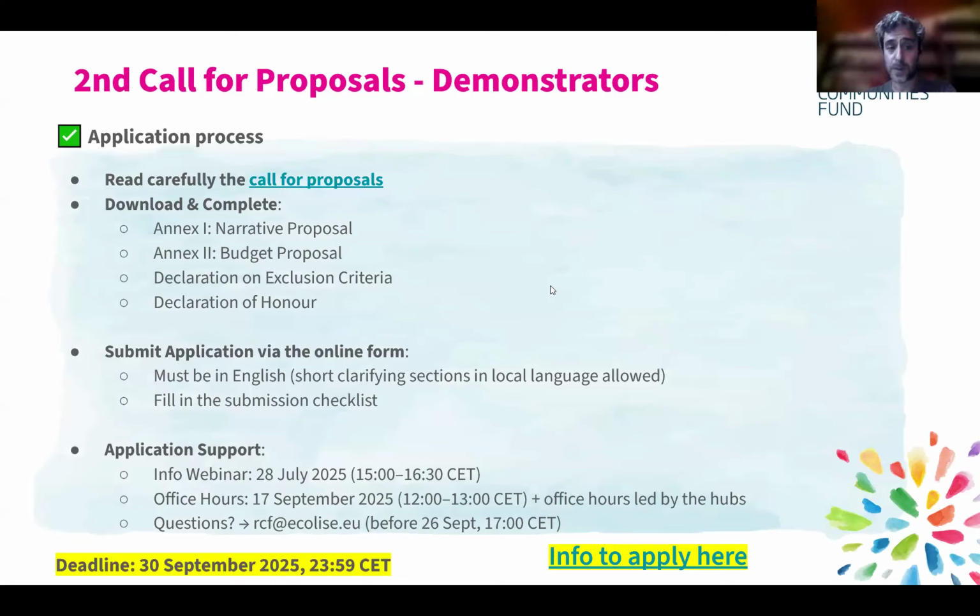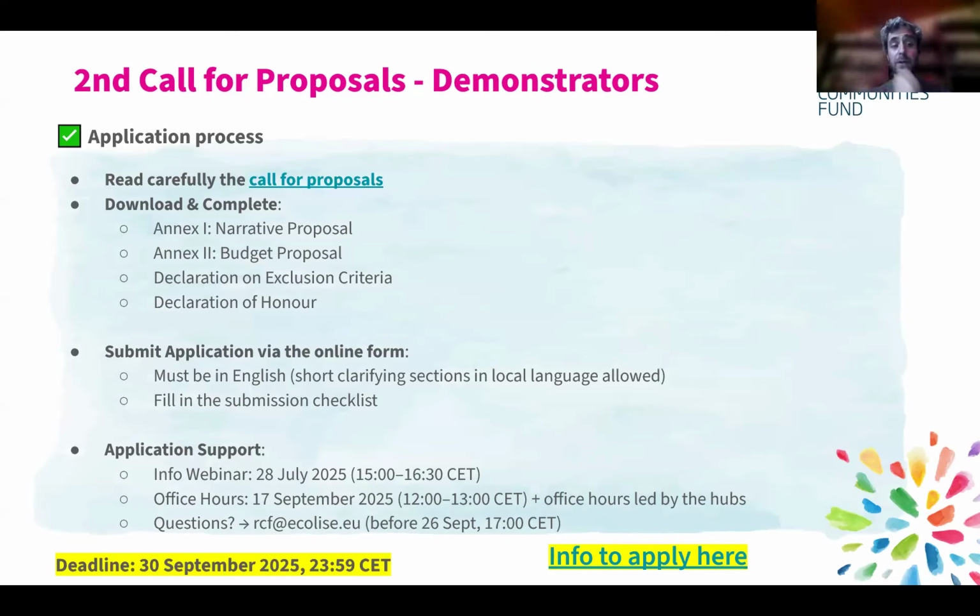And regarding the application process, by the way, this presentation that will be shared with all of you has the links to all the documents, so you can also use it for that. First of all, this is the most important thing: read very carefully the call for proposals, because it's very detailed. So read it twice if needed, 3 times, as much as you need.